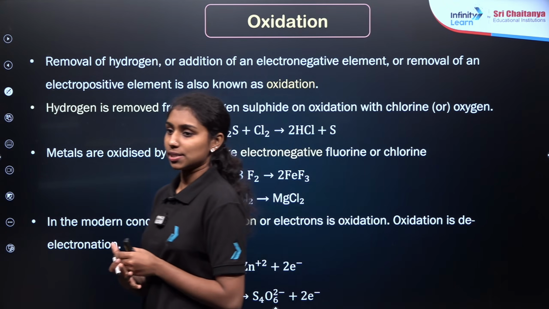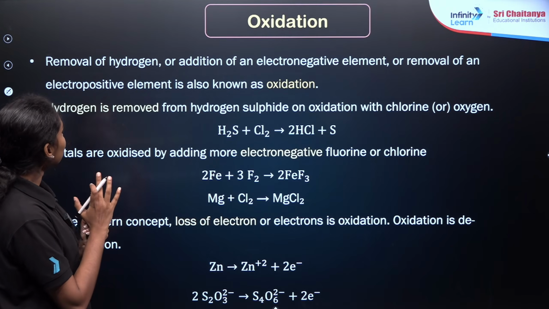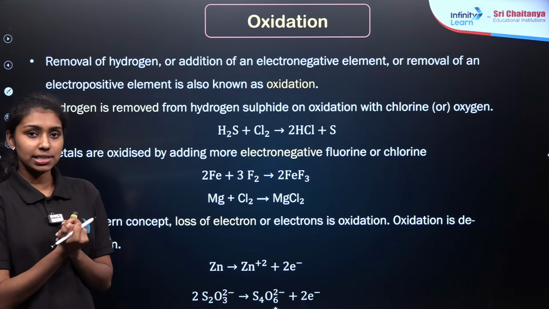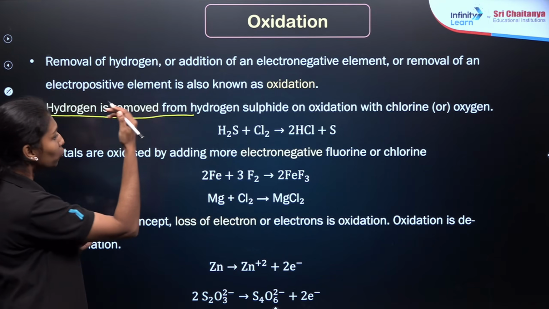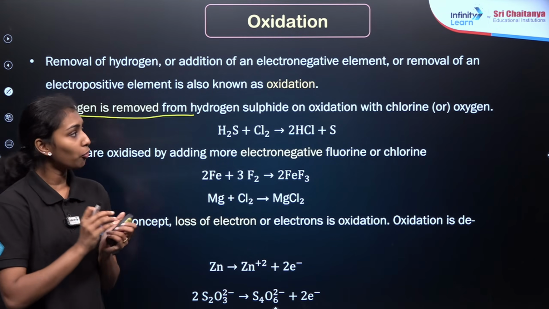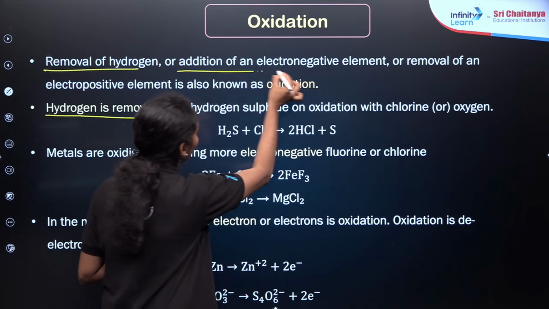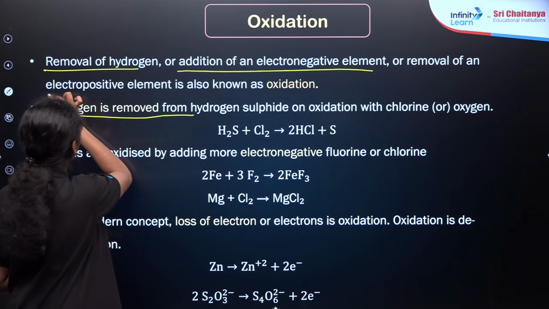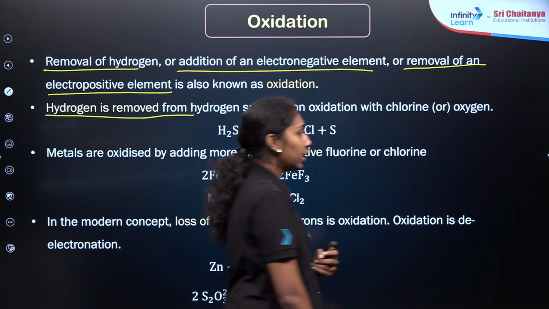What do you mean by oxidation? How can we explain whether a reaction is an oxidation or not? There will be some method to identify whether the reaction is an oxidation. First, we can explain it if hydrogen is removed from there. So removal of hydrogen, or addition of an electronegative element, or the removal of an electropositive element. Such types of reactions we can call an oxidation reaction, right?